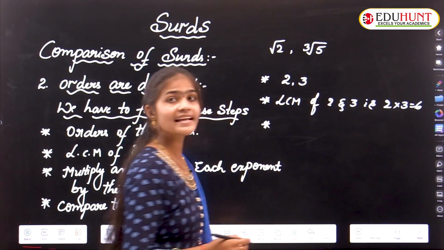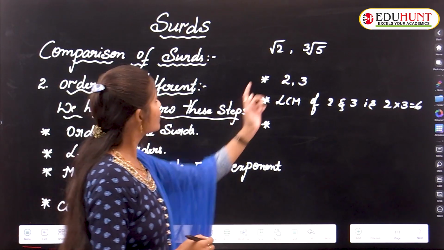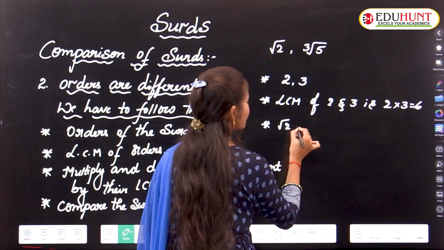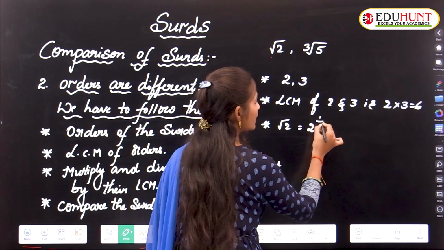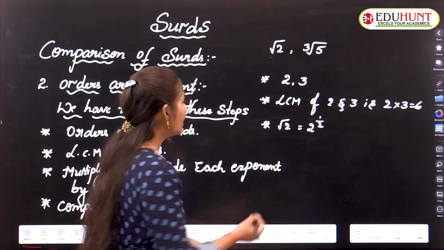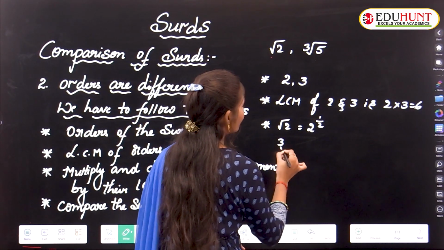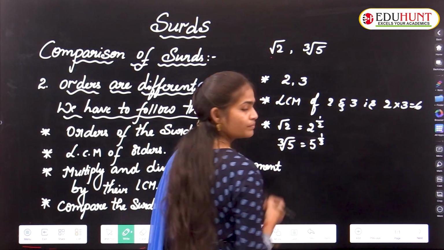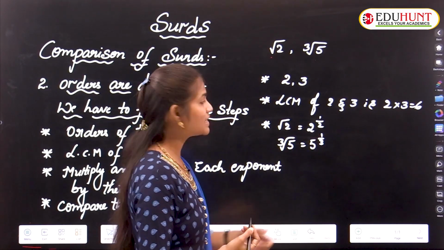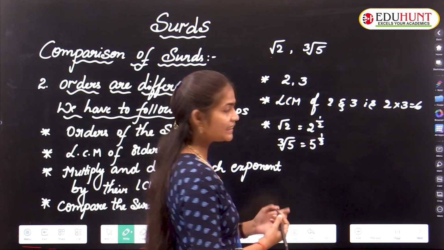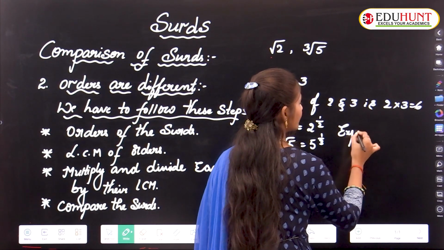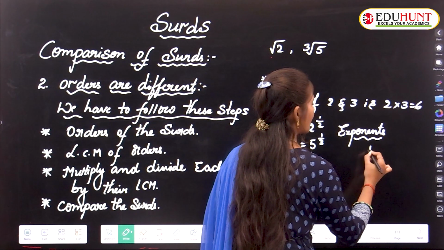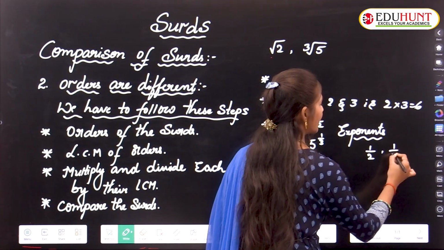Next thing is exponents. First, we write these in exponent form. So root 2 equals 2 power 1 by 2, and cube root of 5 equals 5 power 1 by 3. So the exponents are 1 by 2 and 1 by 3.